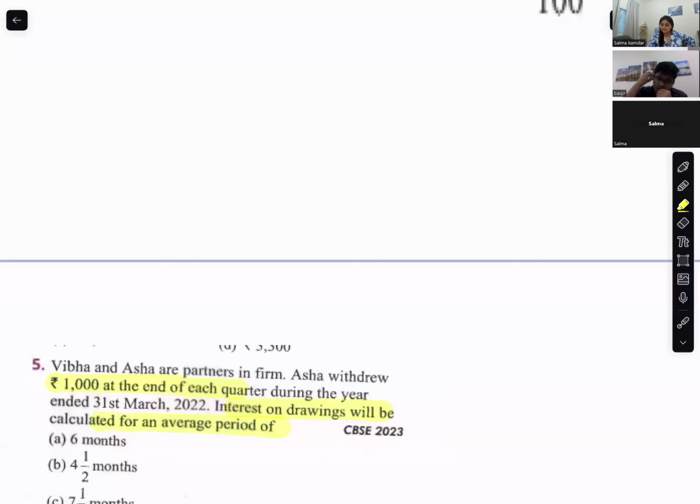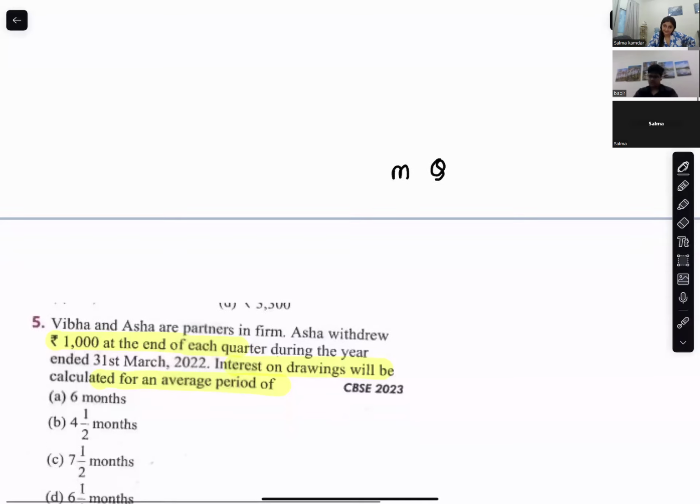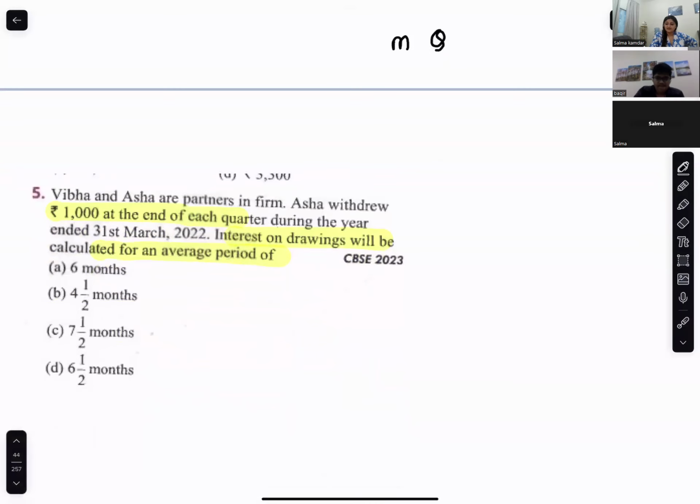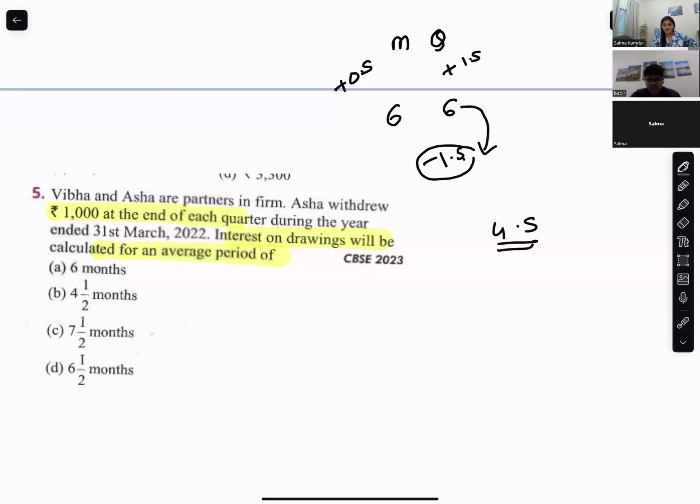Try to recall monthly, quarterly. It was 6 at the middle. Beginning was plus 0.5, plus 1.5. So end will be minus 1.5, plus 0.5. So this would become how much? 6 minus 1.5 is 4.5. 4.5 months.